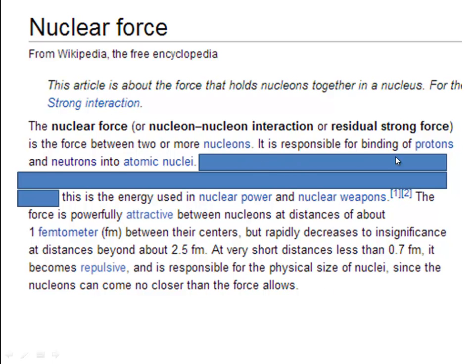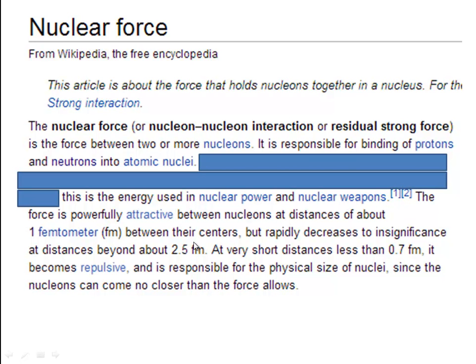Okay, now I've redacted one line of this paragraph because I don't want to give away a surprise that's coming in the next video. But I think you can see from these last 2 text excerpts that the nuclear force is where the energy comes from that we use in nuclear power and nuclear weapons, and it's an incredibly powerful and attractive force between nucleons, but it only operates at very, very short distances. So as it says here, at distances of about 1 femtometer between their centers.